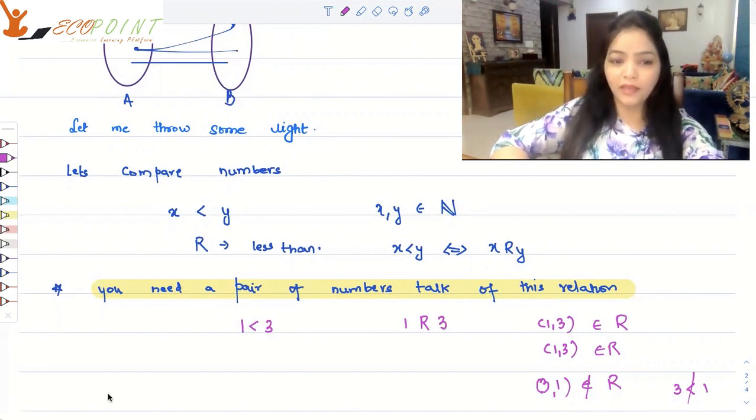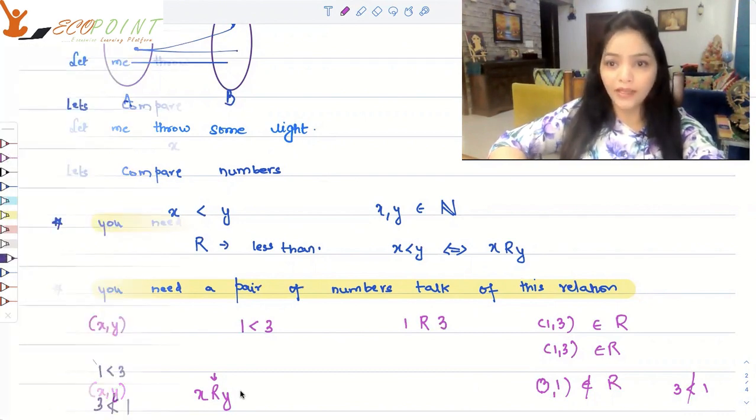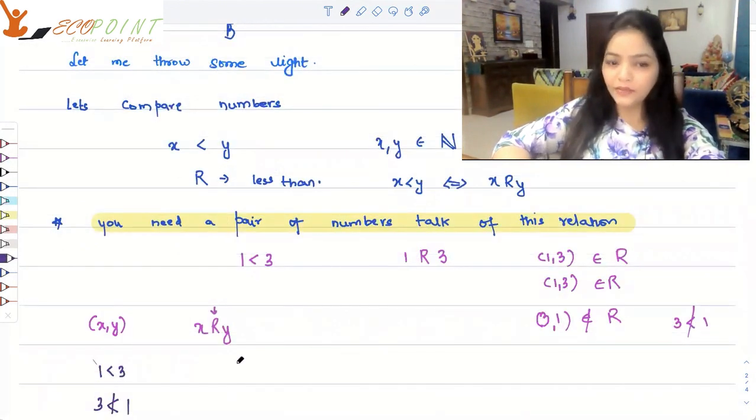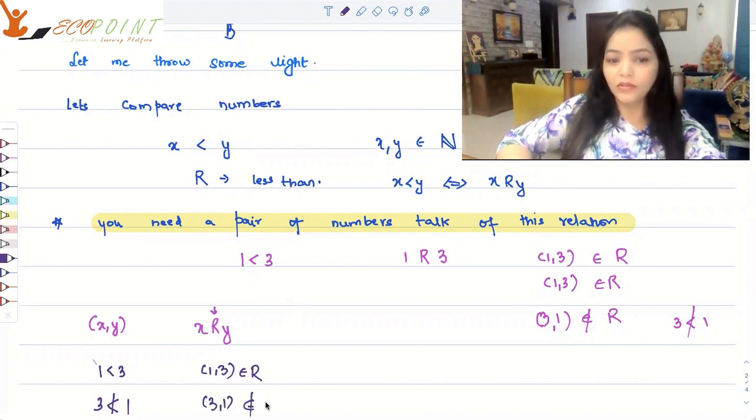So, ordered pairs. All these elements of the Cartesian product that you can see here are ordered pairs. The order matters. Order is very, very important here. X R Y means a particular relation, and it will make a lot of difference whether you write X R Y or Y R X. In our example, 1 is less than 3, so X R Y, in other words (1, 3) belongs to R. But 3 is not less than 1, so (3, 1) does not belong to R.